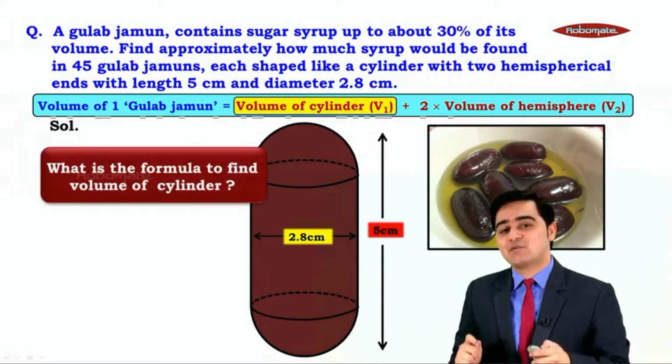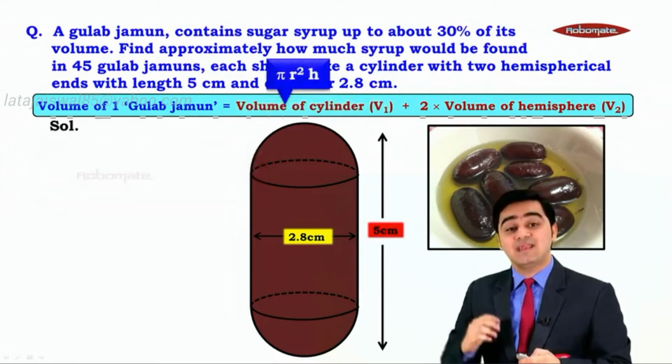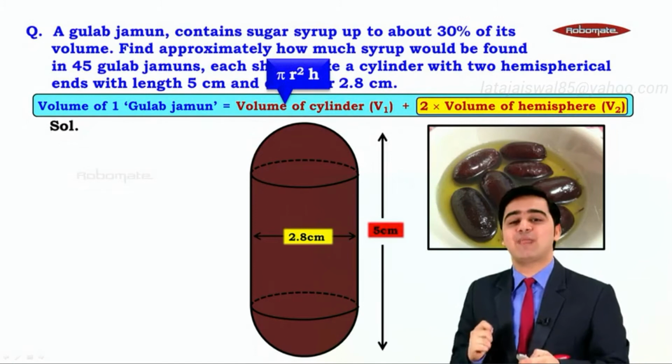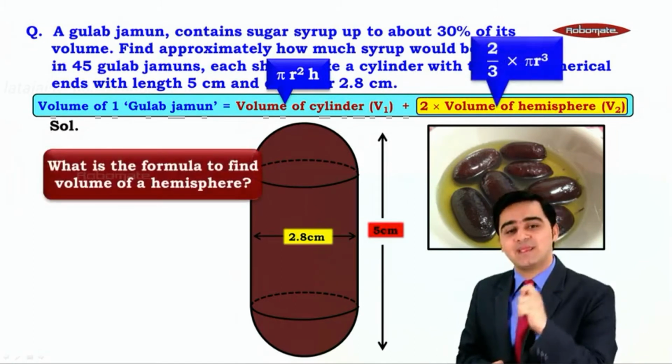My dear students, what is the formula to find volume of a cylinder? Yes, it is pi r square h. Next, let us focus on getting volume of a hemisphere. What is the formula to find volume of a hemisphere? Yes, it is 2 by 3 pi r cube.